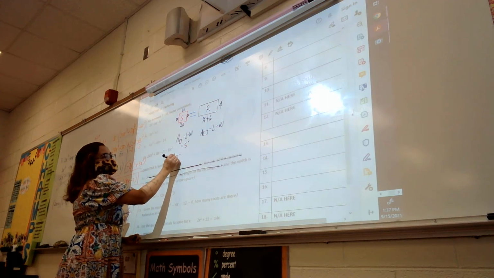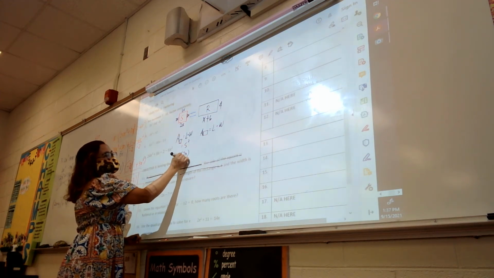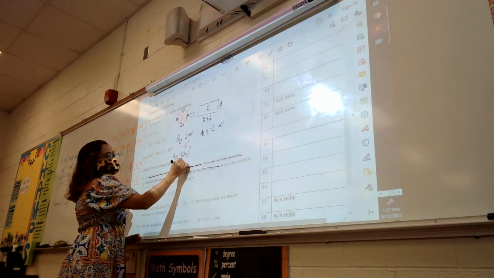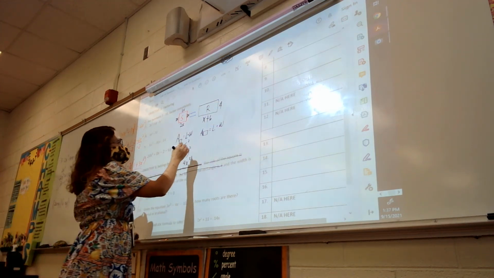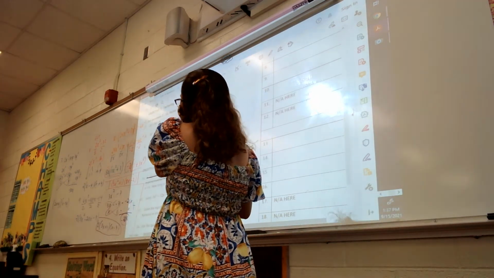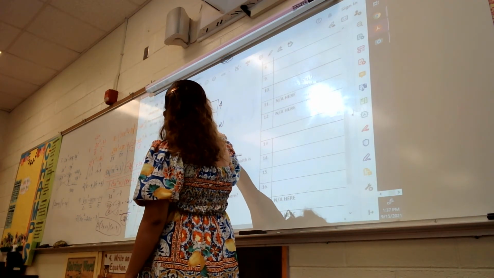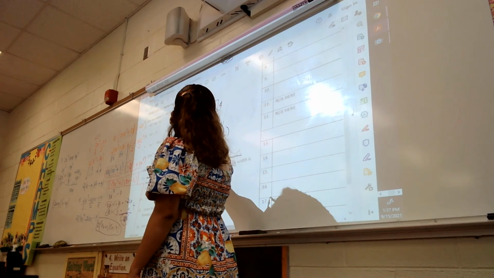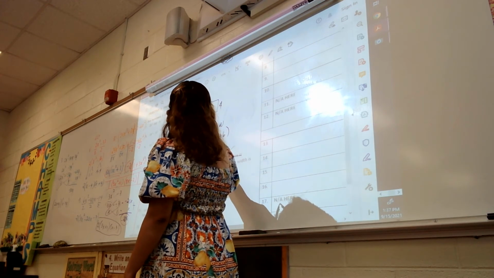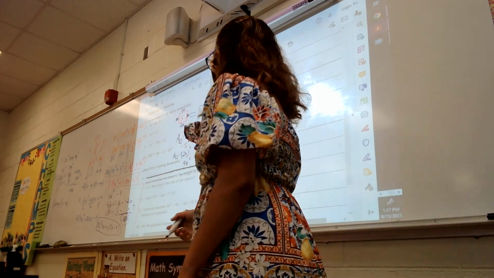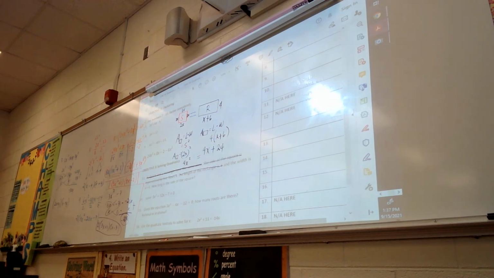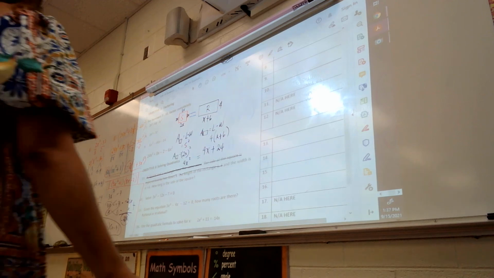Okay, area of a square, 2x squared, will give us what? 4x squared. Next, area of a rectangle will give us what? 4x plus 24. Now it says they are equal, right? That's what it says. But they're not, but we need to make them equal.